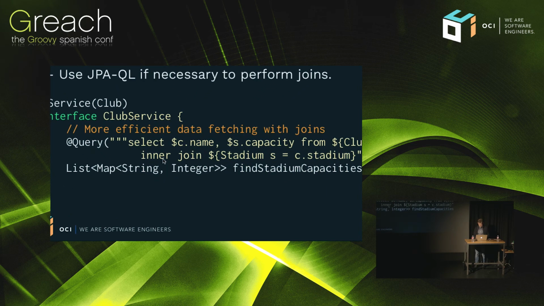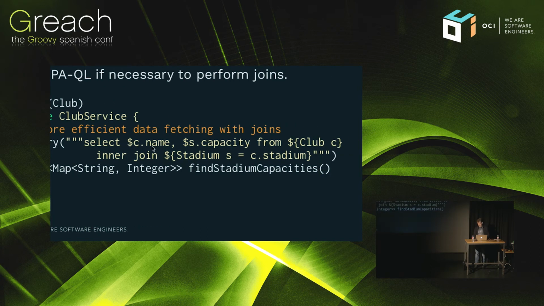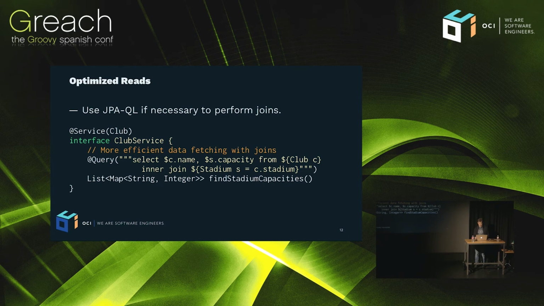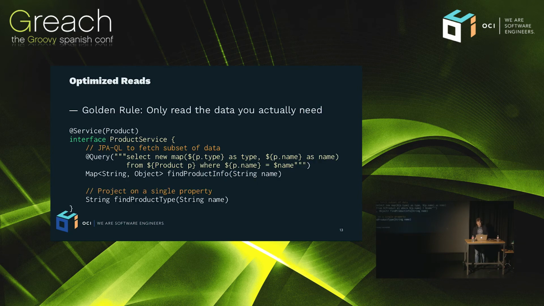So this is another example where we're saying, from that club class, select stadium and capacity in a join stadium. So we're joining across the association, and then returning essentially a map of club names to capacities, which is a far more efficient way than trying to read the data and so forth. So yeah, only read the data that you need.